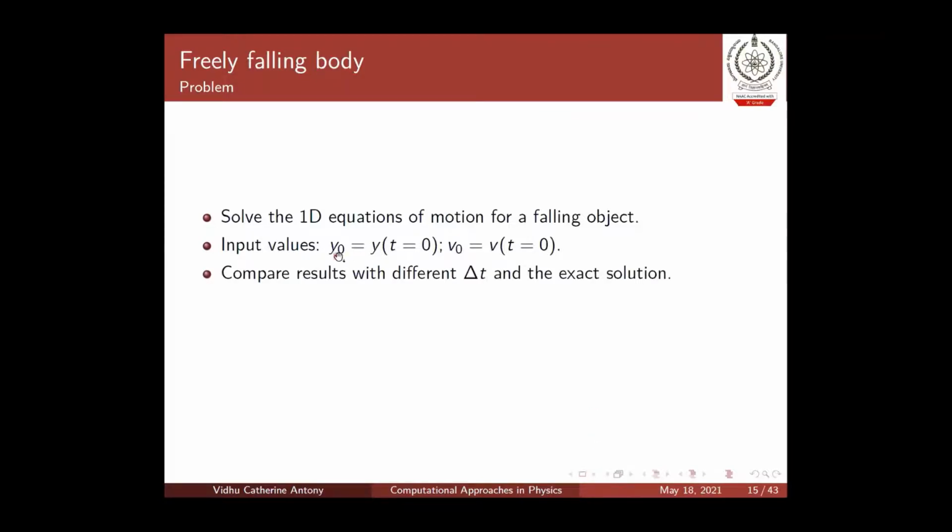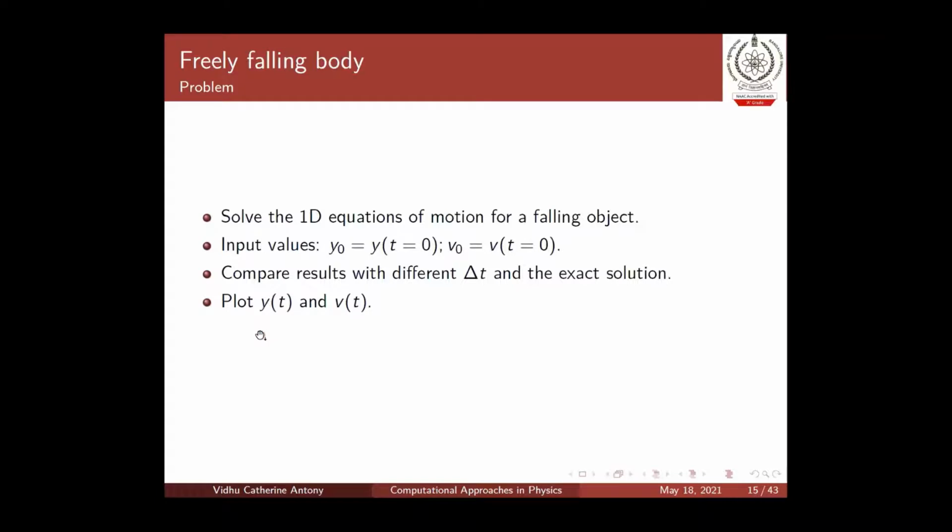So you would have y equal to y naught, v equal to v naught, at a particular time t equal to 0, at the starting time. Those are the initial values that you have. You compare the results of this with different values of t and the exact solution. So you would have to calculate the exact solution for this. For such a differential equation, it's going to be easy, but when you incorporate air resistance into it, you see that solving the differential equation becomes a little harder.